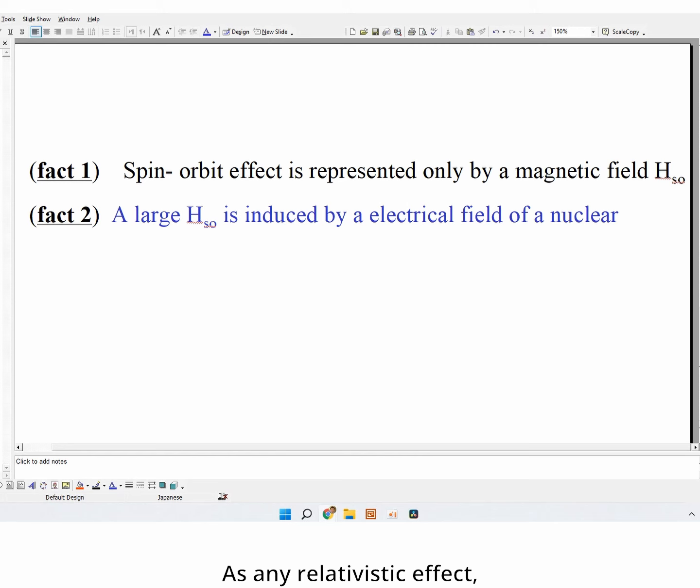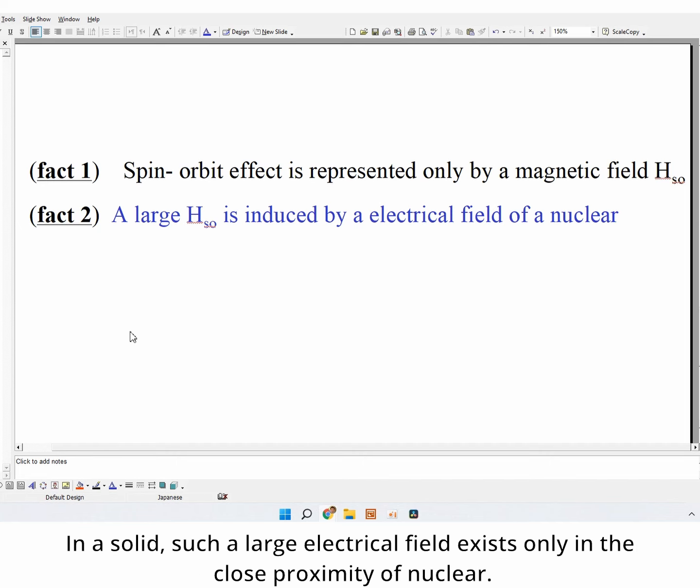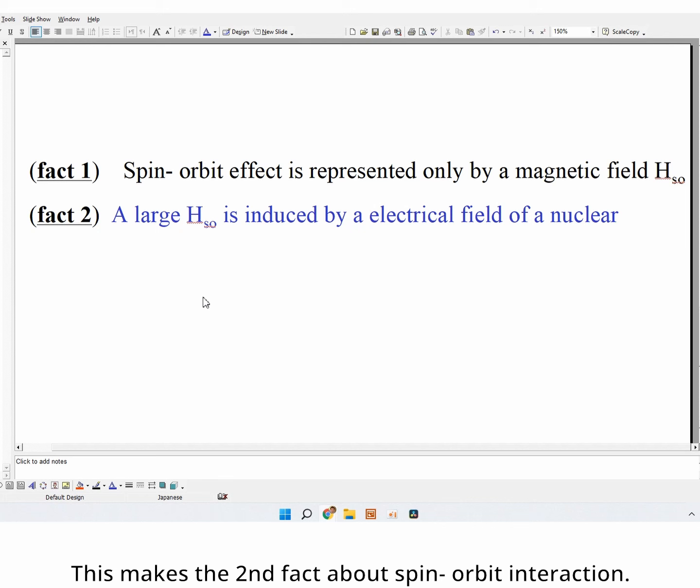As any relativistic effect, the spin-orbit interaction is a small effect. It can be large only in a large electrical field. In a solid, such an electrical field exists only in close proximity of a nucleus. This is my second fact about spin-orbit interaction.